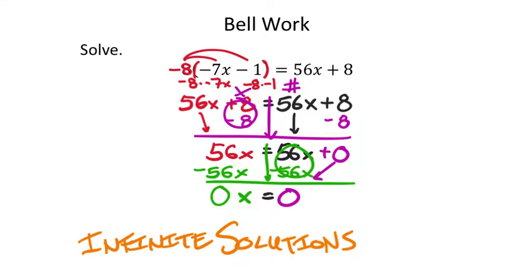Okay, and why is it infinite solutions? It's because anything times 0 is 0 at this point, or some of you may have noticed up here, 56x plus 8 equals 56x plus 8. It's the same thing on both sides, so automatically, it doesn't matter what you replace x with, it will always be true. The equation will always be true. So you can say infinite solutions. Some people would say all real numbers.